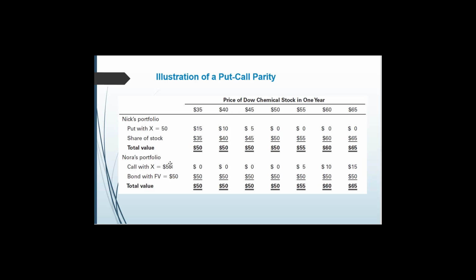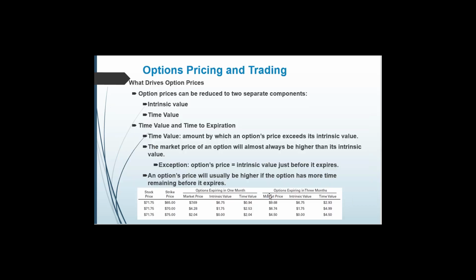So the exercise price is $50, and at $55, the value of Nick's portfolio is $55, and the value of Nora's portfolio is $55. So again, they're always equal, which is what the put-call parity is all about.